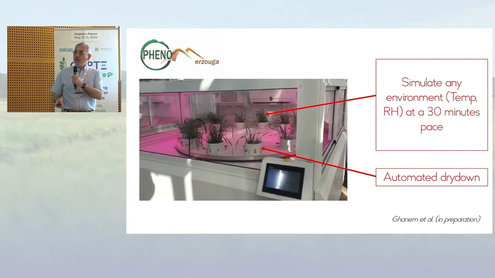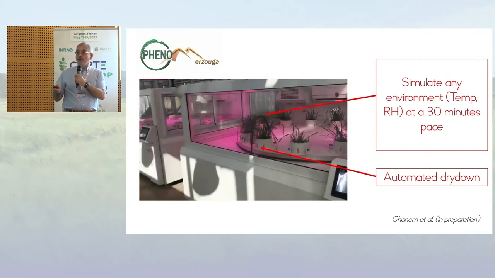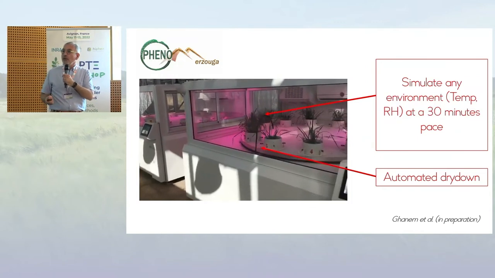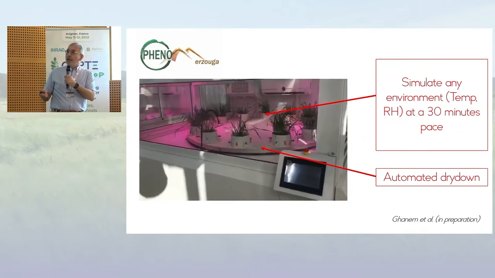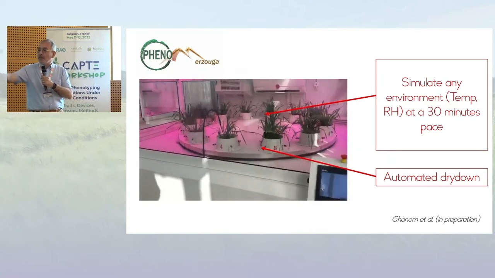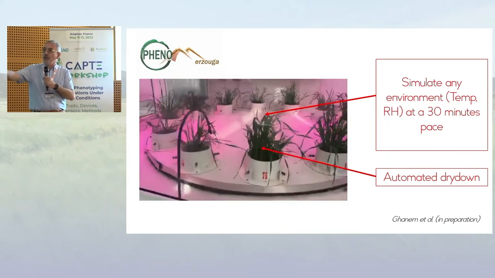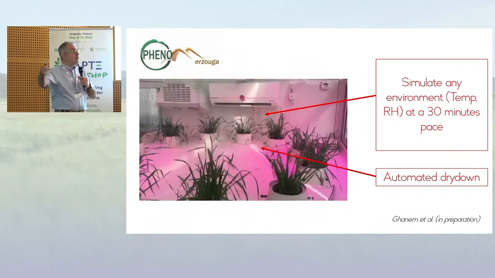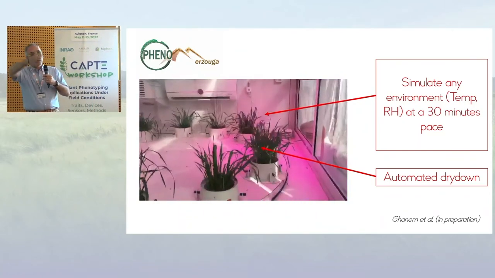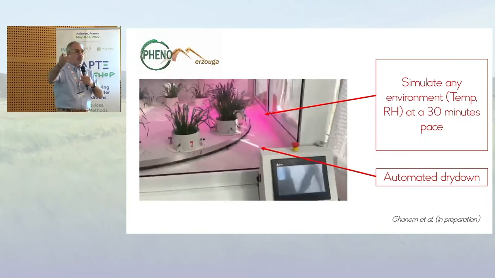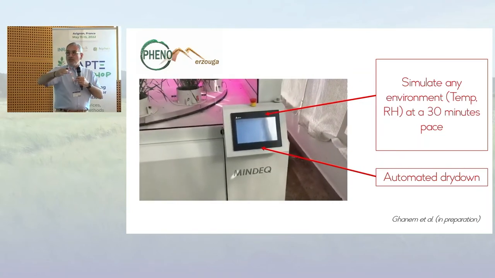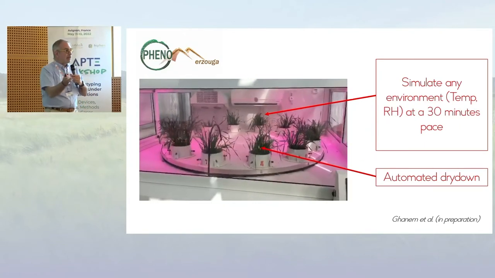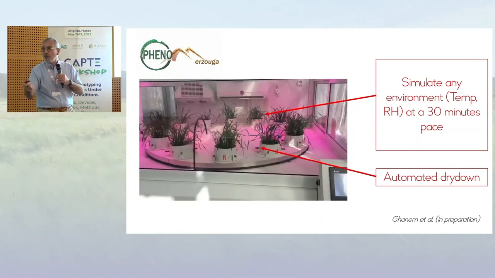So PhenoMerzuga is a small indoor facility, shown here, that we have developed and that could simulate any kind of environment in the atmospheric part: temperature, of course, relative humidity, and you can simulate vapor pressure deficit at a 30-minute step. We did lots of engineering by looking at how to separate and untangle vapor pressure deficit from increased temperature.